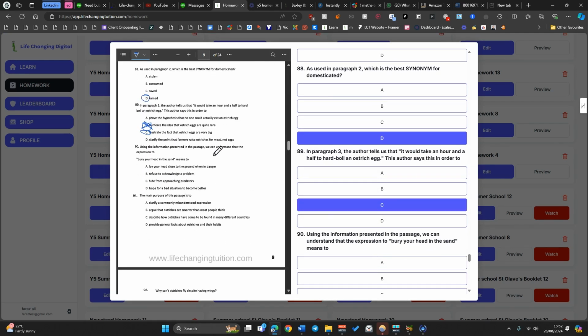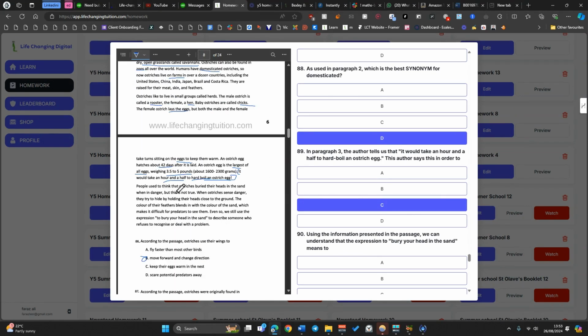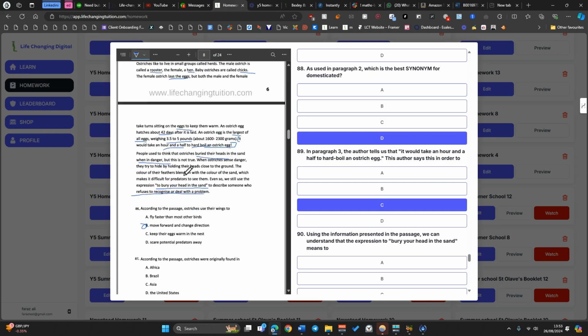Okay, using the information presented in the passage, we can understand that the expression to bury your head in the sand means to... Right, let's have a look at that. People used to think that ostriches buried their heads in the sand when in danger, but this is not true. When ostriches sense danger, they try to hide by holding their heads close to the ground. The colour of the feather blends with the colour of the sand, which makes it difficult for predators to see them. Even so, we still use the expression to bury your head in the sand to describe someone who refuses to recognize or deal with a problem.